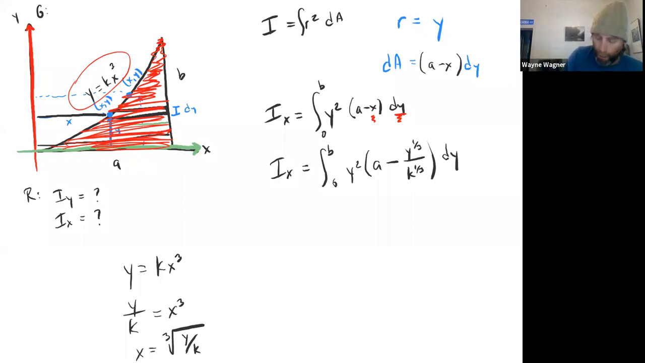Because we're going to distribute this y squared and we'll get a y squared minus, so what's that? We add exponents when we multiply, right? So this becomes y to the 2 1/3. What's 2 1/3? It's 7/3, over k to the 1/3. And we've got a dy out here.